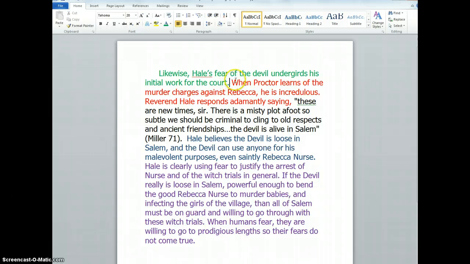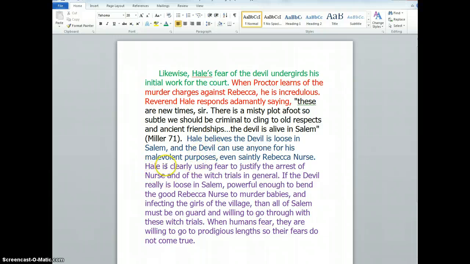And then here's where I introduce the quote. When Proctor learns of the murder charges against Rebecca, he is incredulous. Reverend Hale responds adamantly, saying. So here in red, what you see is that I give the context for where the quote is said in the play. Then I put in the quote. I make sure to have my MLA in-text citation with my period behind my citation. Then I continue by putting the quote in my own words.